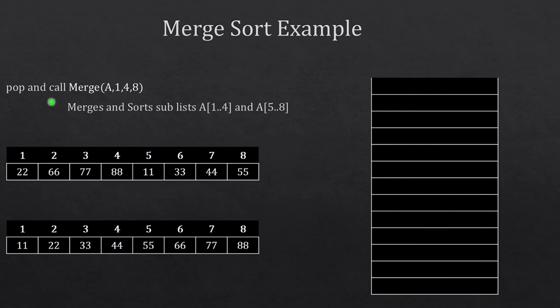So that will be pop and call merge of a comma 1 comma 4 comma 8. It merges and sorts sublist a of 1 to 4 and a of 5 to 8. A of 1 to 4 is 22, 66, 77, 88 and a of 5 to 8 is 11, 33, 44, 55. So these 2 sublists will be merged and sorted. So in the end I will get the sorted sublist.